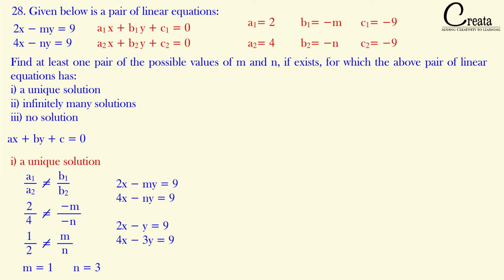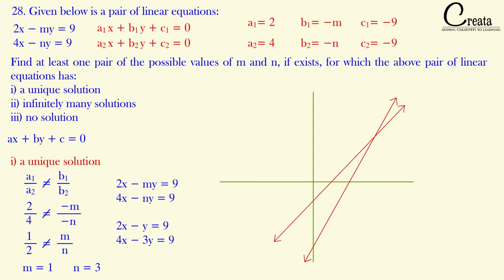The equation will be 2x minus y is equal to 9 and 4x minus 3y is equal to 9. We can plot the equation on the graph. It will look something like this and it will have only one intersection point. That is a unique solution. You can try to plot the equation on the graph. It will be interesting. Got it?